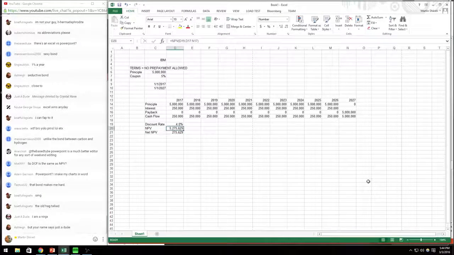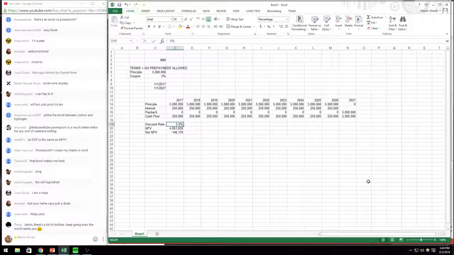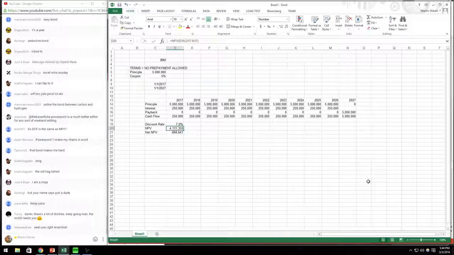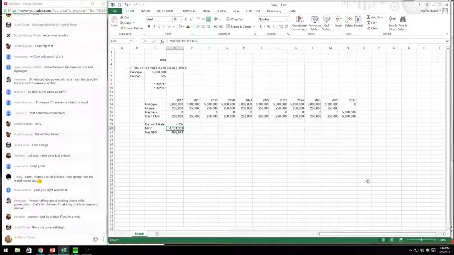If it was 5%, we break even, or we lose money. If it was 7%, we lose a lot of money. It's riskier for us to lend IBM our money if we think the discount rate is 7% than it is to just hold our money and not lend it out. So we have to think about what is the risk.